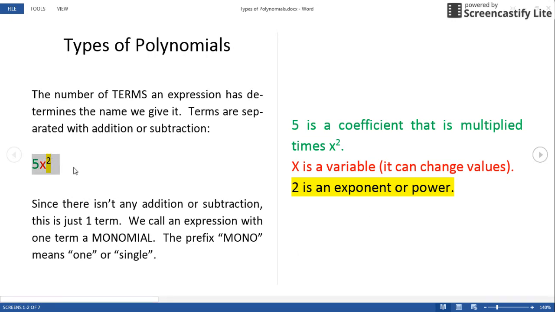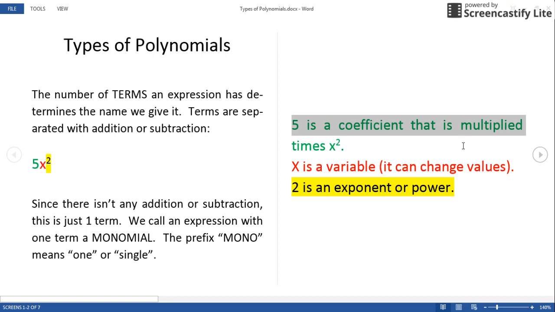This one is a special polynomial, 5x squared, because it's just one term. Since there isn't any addition or subtraction, it's just one term. We call an expression with one term a monomial because the prefix mono means one or single. For this monomial, 5 is a coefficient. It is multiplied times the x squared that is behind it.